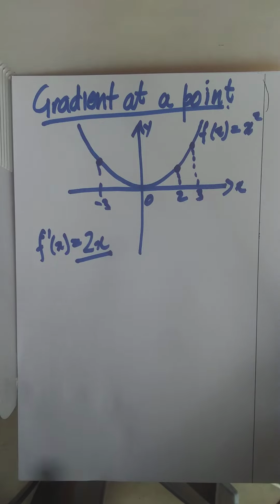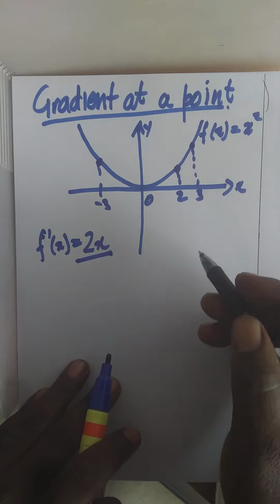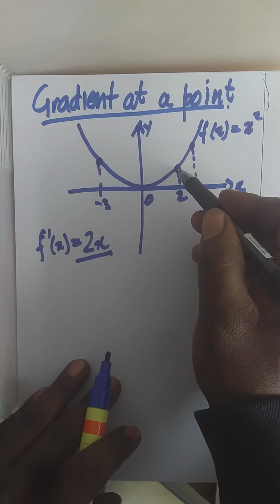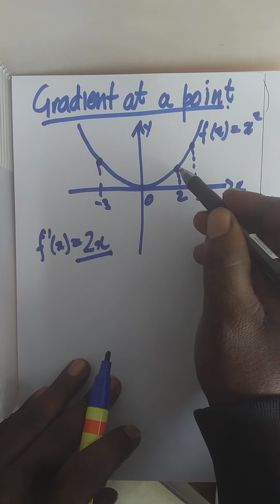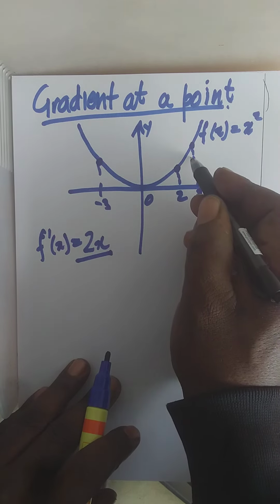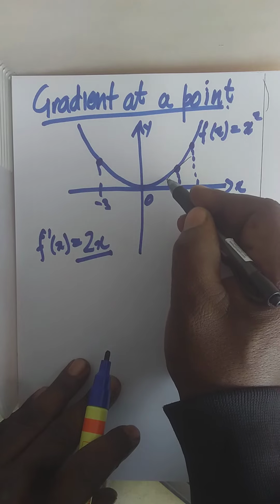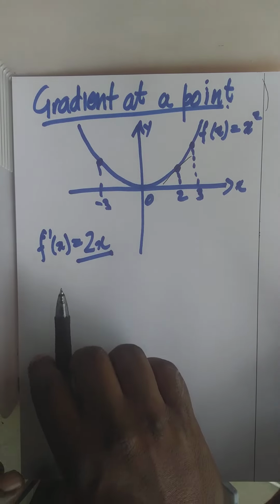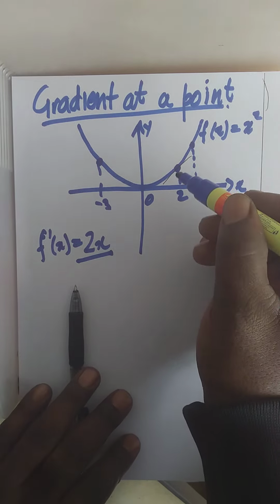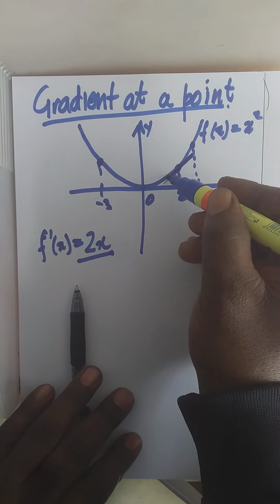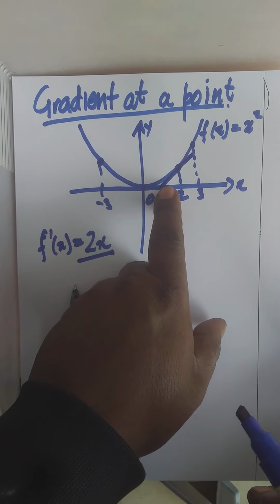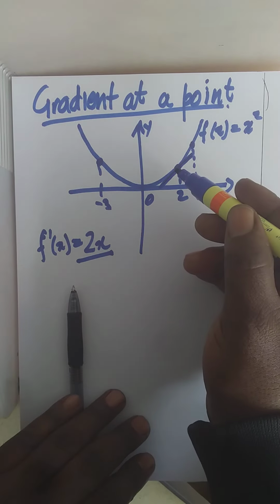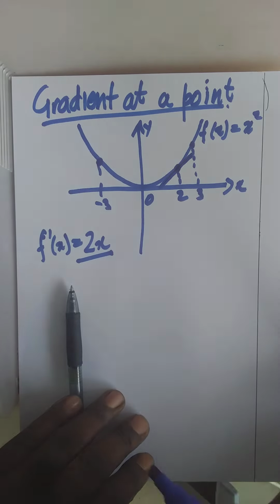So another concept that I need to bring in is that if I want to know the gradient at this point, another way would be to draw a tangent that passes through that point. If you can calculate the gradient of a tangent, you can find the gradient of a curve at this point.